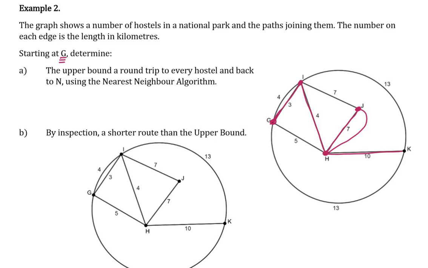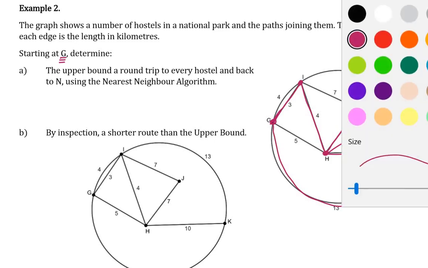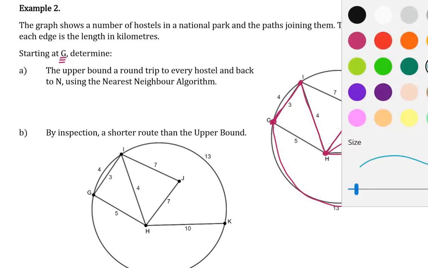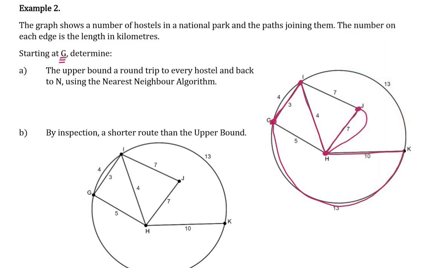And now I need to go home. I would definitely take the 13 home because there are lots of other routes. I could have done 13 and 4, but that's 17, so that's longer. I could have done 10 and 5, which is 15, but that's longer. And there are many other routes around there, but they're definitely longer. And so this would be my nearest neighbor. If they said, what's the upper bound? They didn't ask for the route, though they normally do ask for the route. So 3 plus 4 plus 7 again plus 10 plus 13. Now, if I didn't make a mistake, I get 44 kilometers.